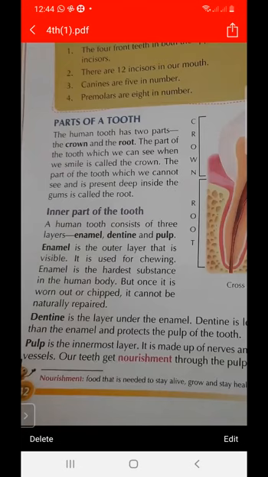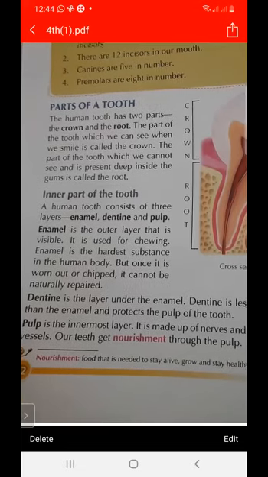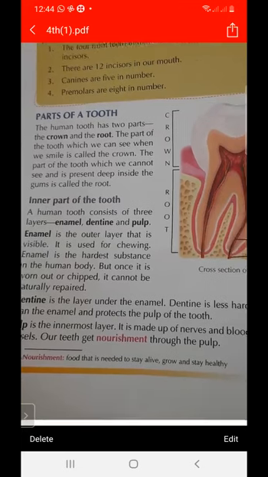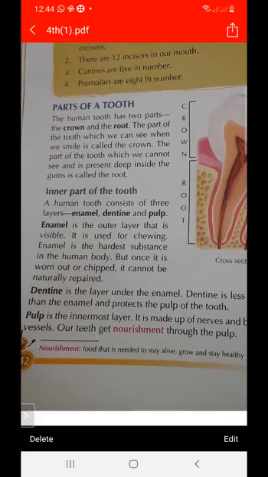So next is dentine. What do you mean by dentine? It is a layer under the enamel. Dentine is a layer under the enamel, it is less hard than the enamel, and it protects the pulp of the tooth. What do you mean by dentine? It is a layer under the enamel.